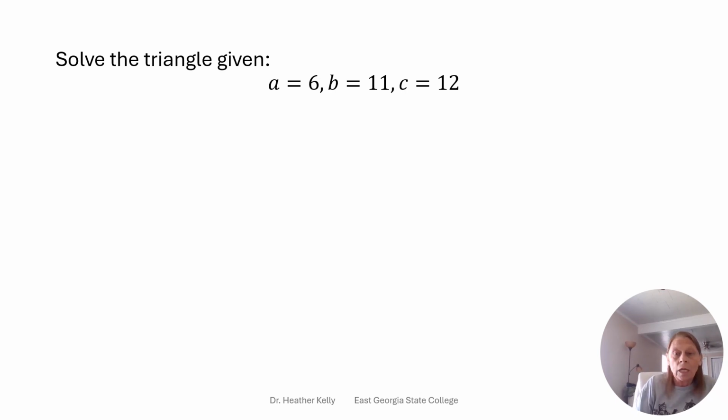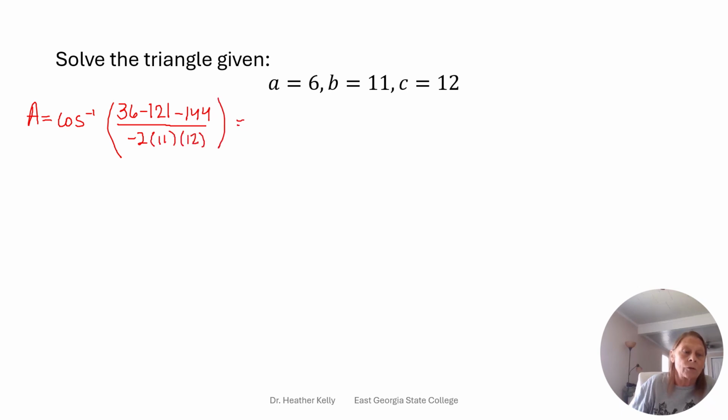Okay, and we have one last one to do. Let's knock it out real quick. We just need to start using the formulas here. So this angle A is going to be the arc cosine of a squared, so 36, minus b squared, 121, minus c squared, 144, all over negative 2 times 11 times 12. That's going to give us our angle A, and that's going to be 29.8 degrees.